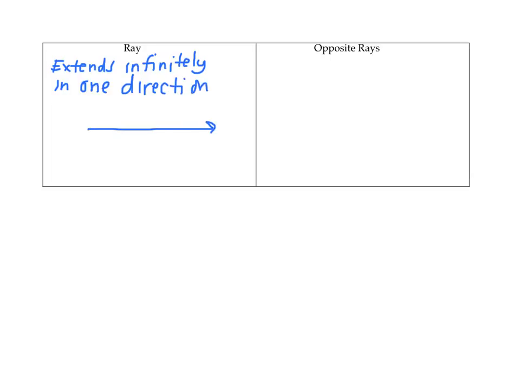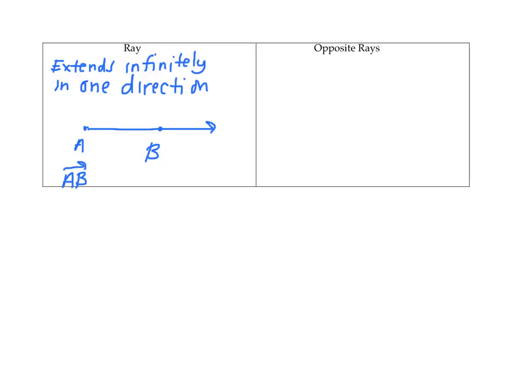Our next geometric object is a ray. A ray extends infinitely in only one direction, as opposed to a line which goes infinitely in 2 directions. A ray has a definite endpoint. We're going to call our endpoint point A in this case. So this ray starts at point A and goes through point B.